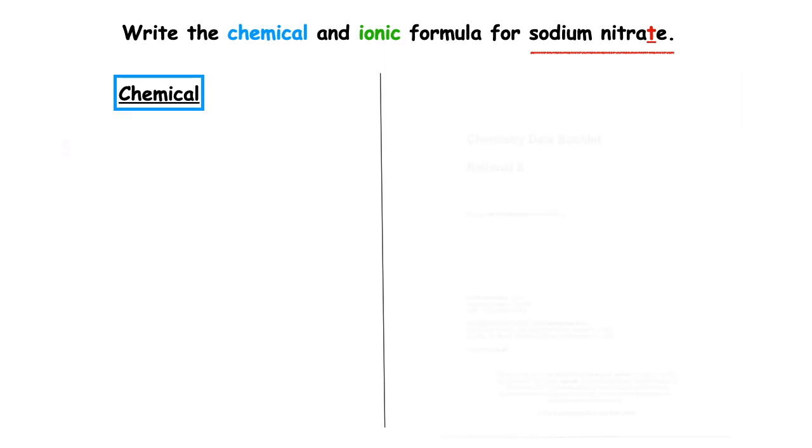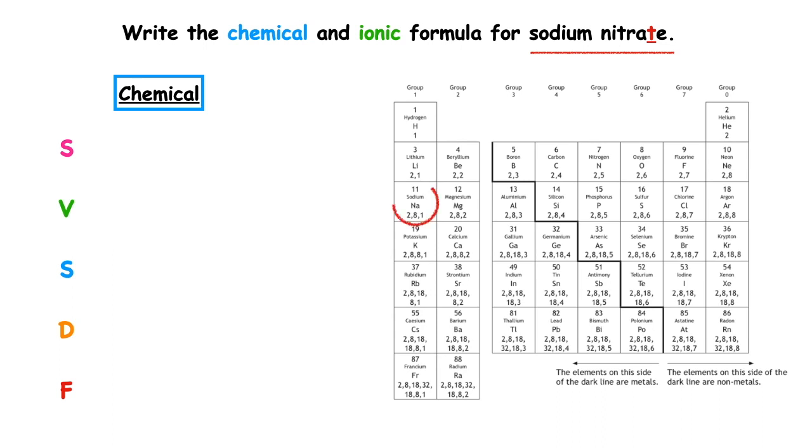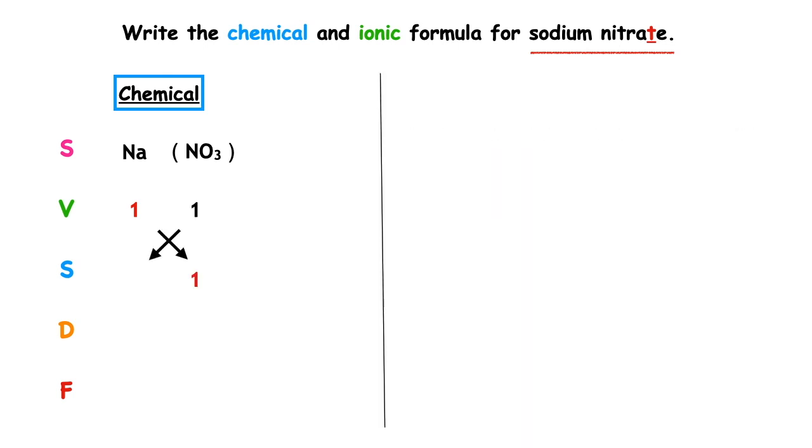So we start off with our SVSDF. The symbol for sodium is Na. It's found in group 1, valency 1. Nitrate ends in "ate", so we're going to use page 8 of our data booklet. The symbols are (NO3), and we need to remember to keep a bracket around that. It's got a valence of 1. Swap the valencies over. What number can both be divided by to keep it a whole number? That's 1. 1 divided by 1 is 1, and 1 divided by 1 is 1.